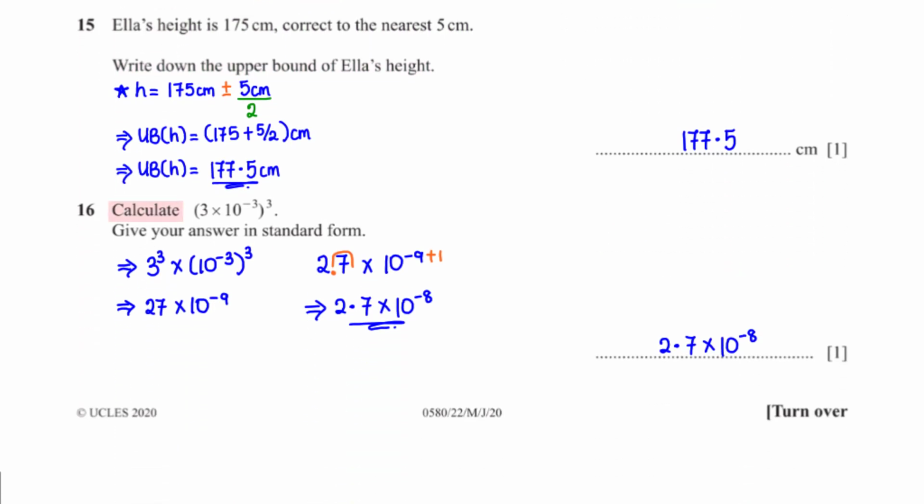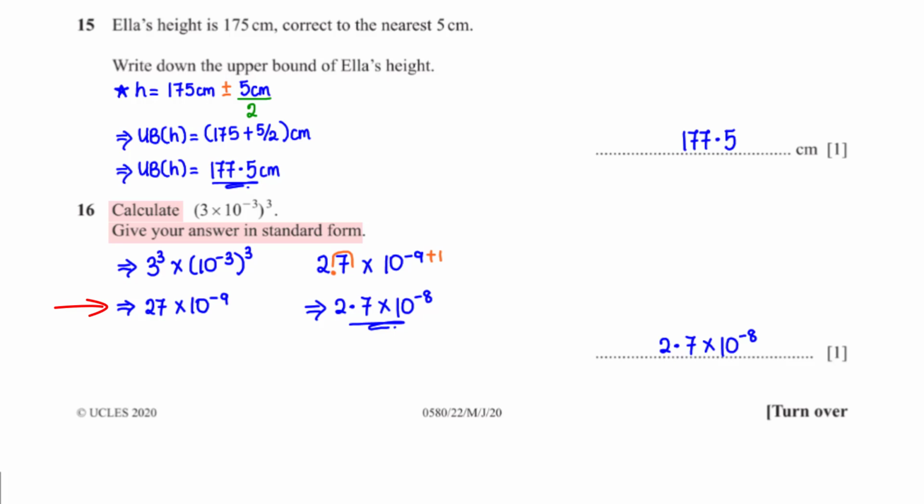Calculate 3 times 10 raised to the power negative 3, all cubed. Give your answer in standard form. If we apply the laws of indices here, we can rewrite this as 3 cubed times 10 raised to the power negative 3, all cubed. 3 cubed is 27, and for the powers of 10, we have negative 3 times 3, which is negative 9.